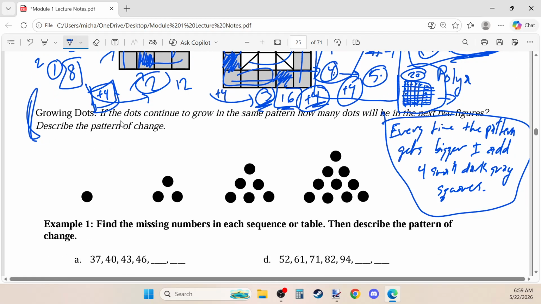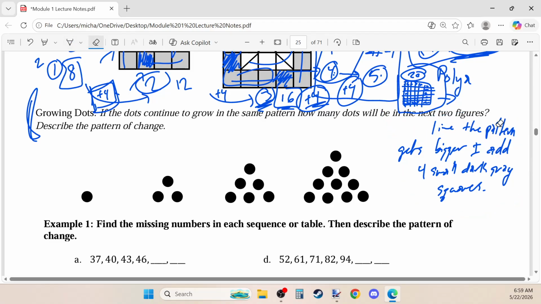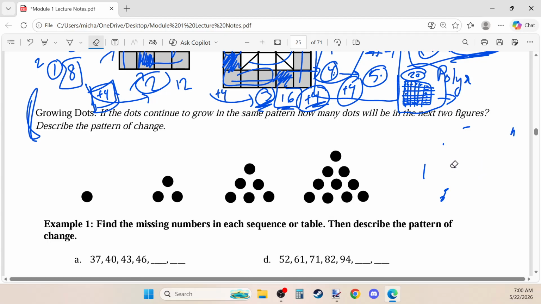Here's another one, growing dots. If the dots continue to grow in the same pattern, how many dots will be in the next 2 figures? So we want to do our Polya problem solving steps. So first we try and understand what's going on. Looks like we're just adding a new row of dots to the bottom of this triangle.